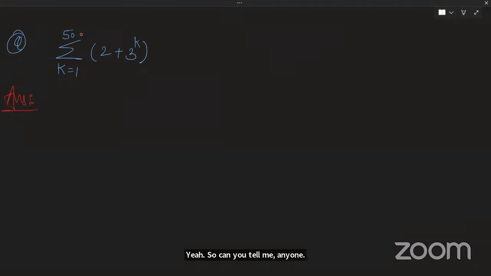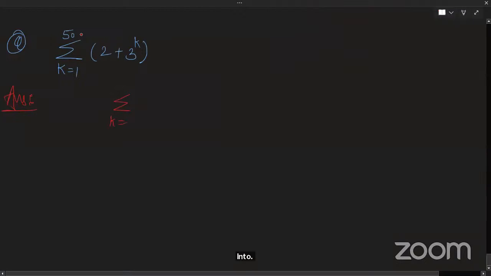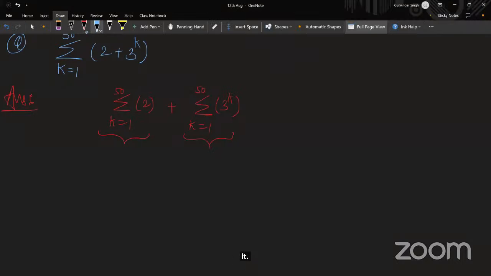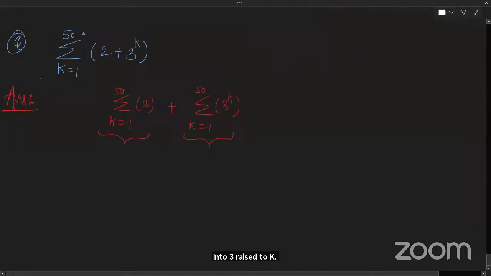Sigma k equal to 1 to 50. Correct. So first of all, we will split it: sigma k is equal to 1 to 50 of 2, plus sigma k is equal to 1 to 50 of 3 raised to k. Solve this thing separately and this thing separately, right? First things first.